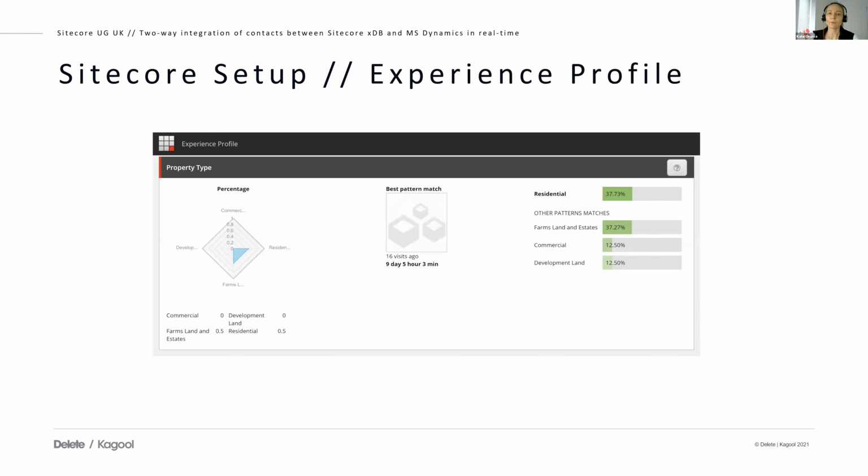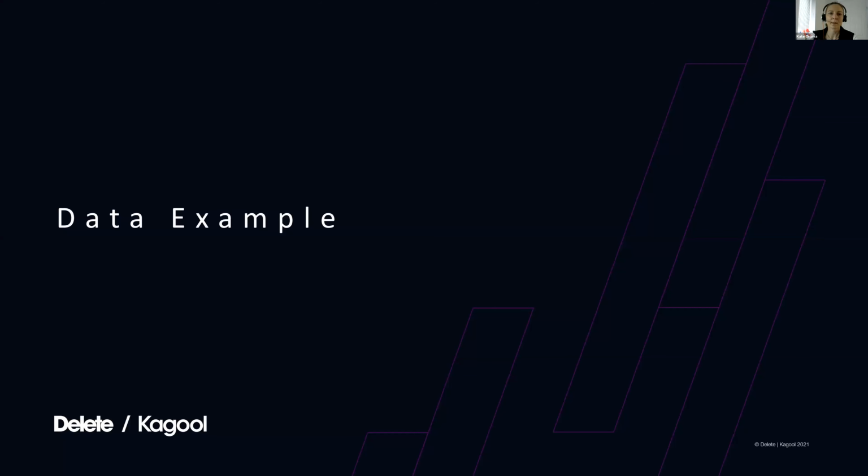And here is an example of a typical experience profile where a user gained certain scores based on his activity on the website. For example, this user has browsed clearly more residential property content rather than commercial or development land. And we're trying to take advantage of this data in Sitecore and bring this back into Microsoft Dynamics. Let's take a look at what data we push exactly from Sitecore to CRM and what we receive back.